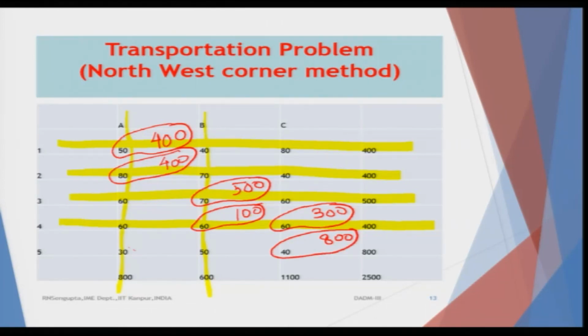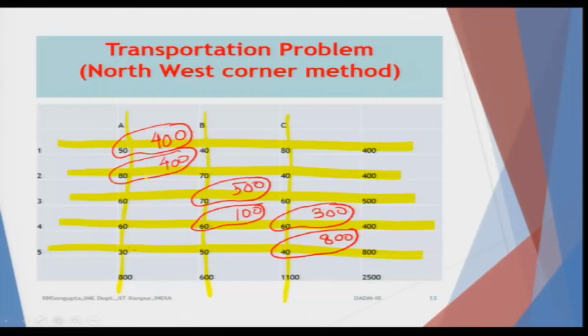So, the total cost is 840. So, 5 has already finished all its utilization, it is met. C has already finished all its allocation, met. So, the total cost would be 400 into 50. So, we are going through not the corner points, but moving like this: 400 into 50, 400 into 80, 500 into 70, 100 into 60, 300 into 60, 800 into 40. And obviously, it means all the rows and all the columns are met.